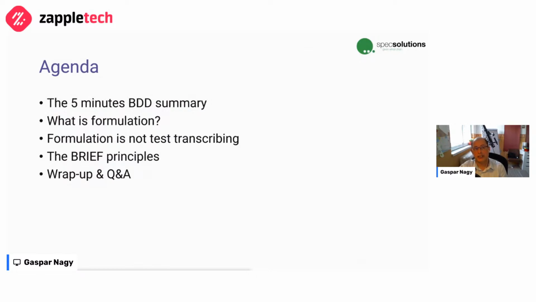And then I would like to talk about this term formulation, which is about writing BDD scenarios. What the BDD scenarios really mean, and how should we imagine that. And then we will talk about some practical details of how good BDD scenarios might look like, and there we will see the so-called brief principles. You will see by the end of the talk what this keyword means in this particular context. And after the wrap up, I hope that I will have some time also for Q&A.